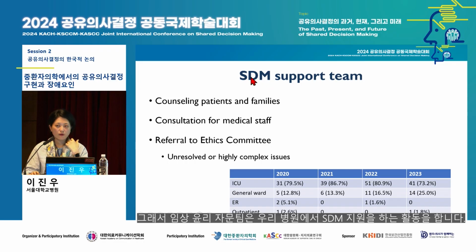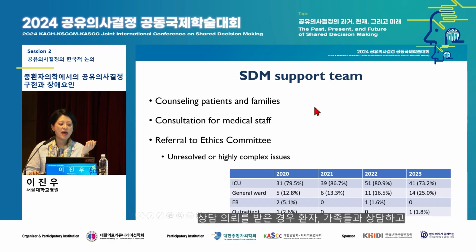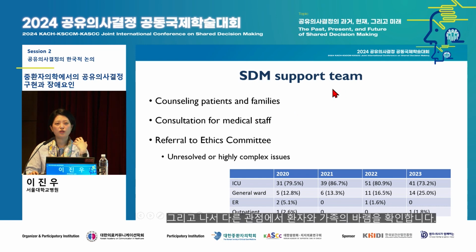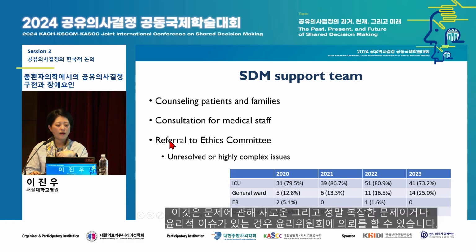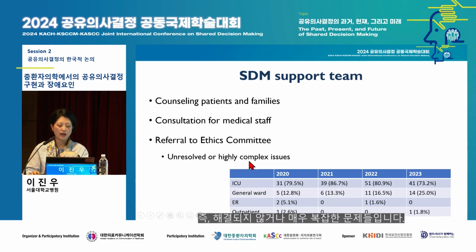So the clinical ethics team also works as an SDM support team in our institution. If they receive consultations, they counsel the patient and the families. And then we get a different perspective of the patients' and the families' wishes. Sometimes they never said that to us. So it's a good idea to get a new set of eyes on the problems. And if the problem is really complex and if there are ethical issues, they will refer it to the ethics committee if they're very unresolved or highly complex issues.